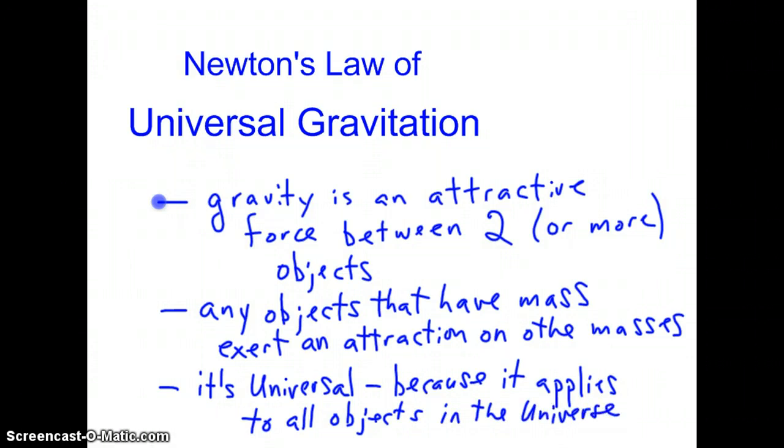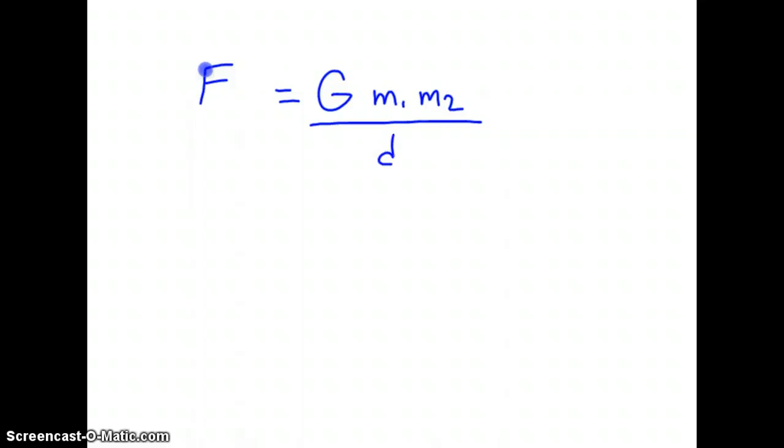Let's take a look at what Newton's law of gravitation looks like. Here is the equation. It says that the force of attraction between any two objects with mass is equal to some constant, the universal gravitational constant, times the mass of the first object, times the mass of the second object, divided by the distance between the objects squared.